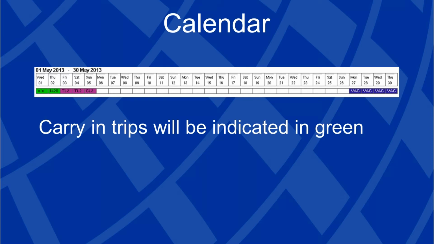These trips will be indicated in green and will have a timestamp on them which indicates the time at which you were released from that trip. Note that the amount of credit in that carry-in is not listed on the calendar, only the release time.